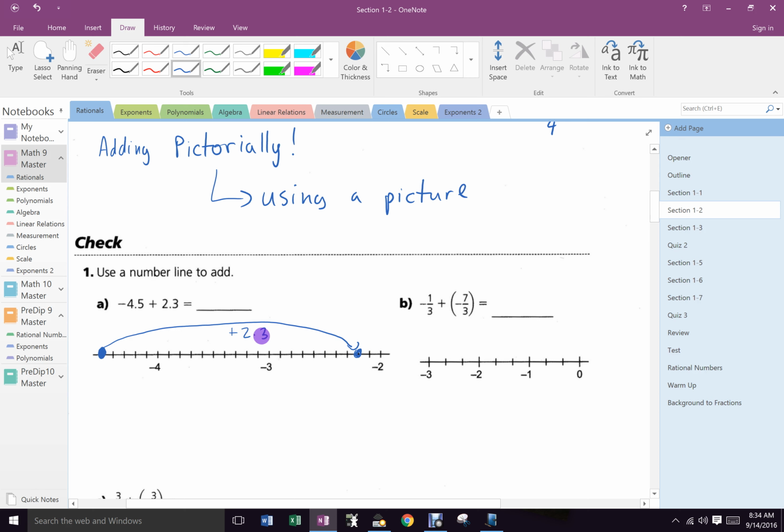And what's our final answer? Negative 2.2. Everybody gets it, yeah? Now, obviously, I don't like to interrupt your guys' conversation because it's so rude.